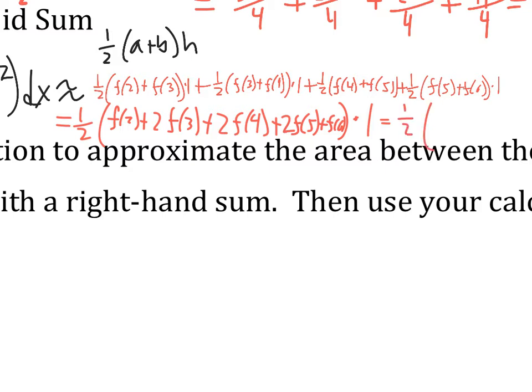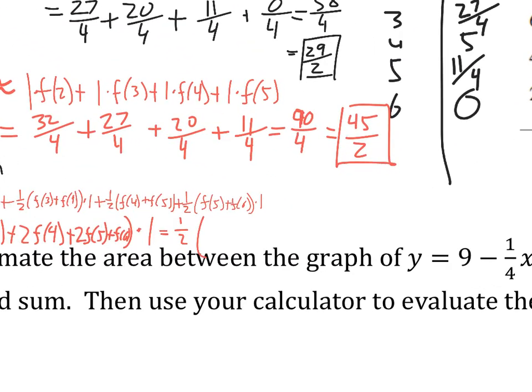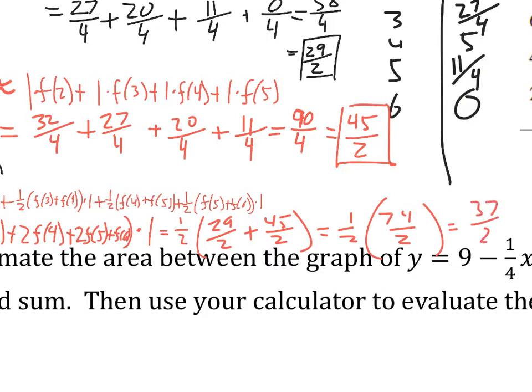So the 1/2 plus, what are our sums again? 29 halves and 45 halves. All right, so we already found all those, so let's just use that. 29 halves plus 45 halves. All right, and so we got half of 74 halves, or half of 37, so that's going to be 37 halves. All right, there you have it.